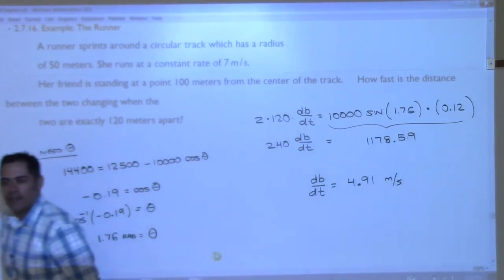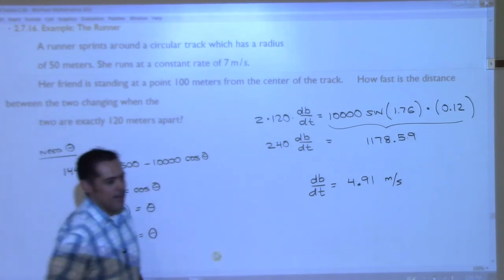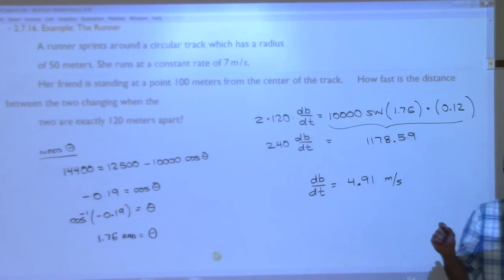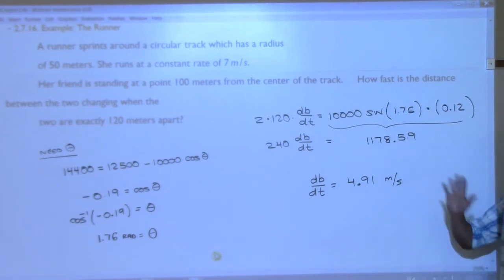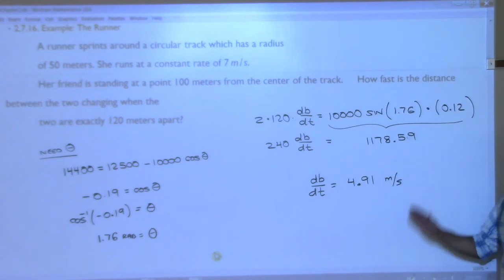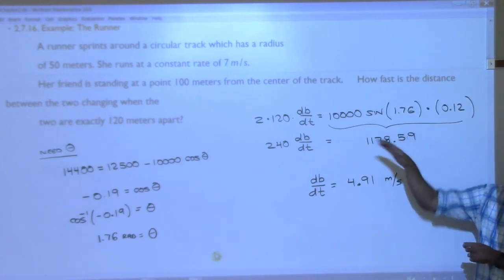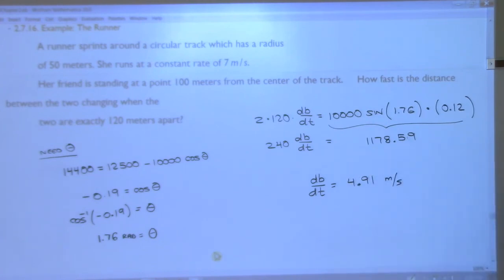It's wrong. Why? It's too fast. There's no way the distance between them can ever be changing faster than her speed, which is 7 meters per second. So 4.91 meters per second makes sense. Part of her speed is moving away from him, but part of her speed is going around, it's curving. So I think that makes the most sense.